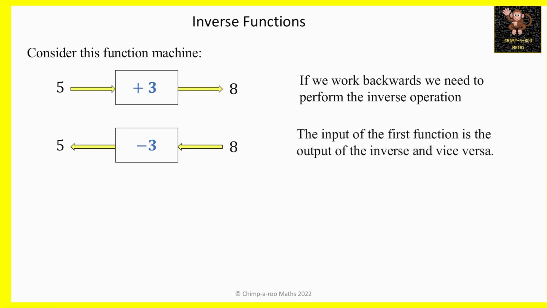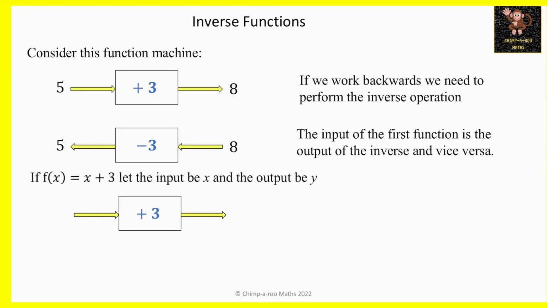Notice that the input of the first function is the output of the inverse, and vice versa. If we start using some function notation, this x plus 3 is what we'd have instead. So let f of x be x plus 3, and the input being x, call the output y. We then have a relationship with x add 3 is y, so y is equal to x add 3.